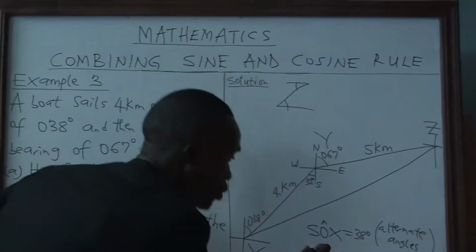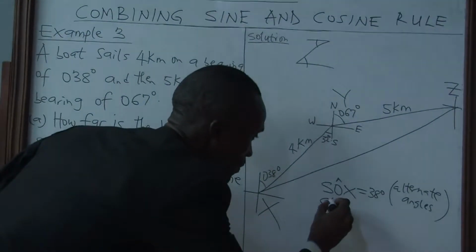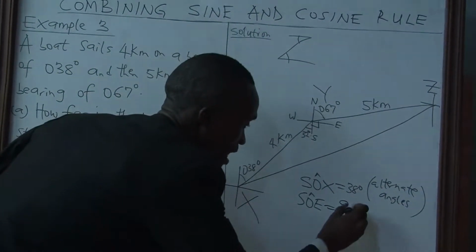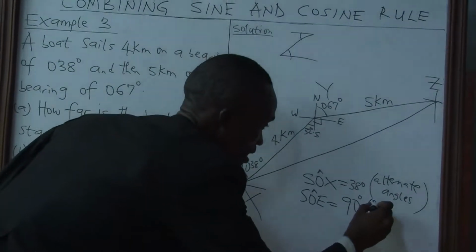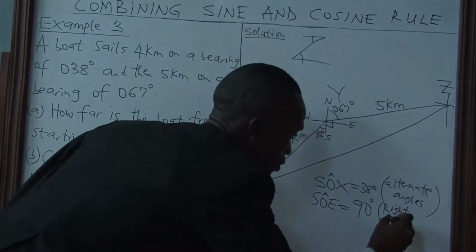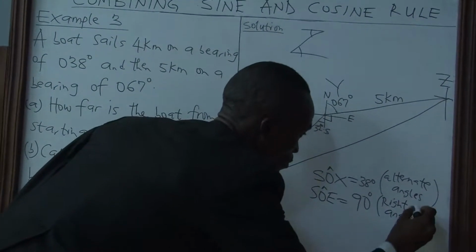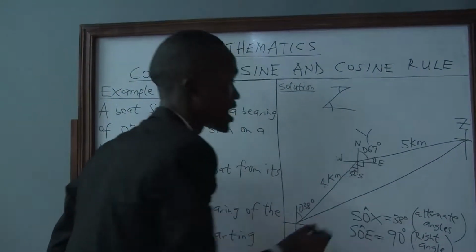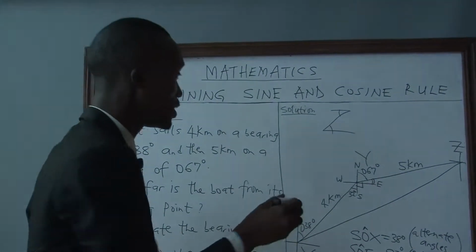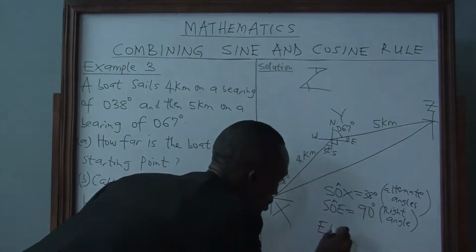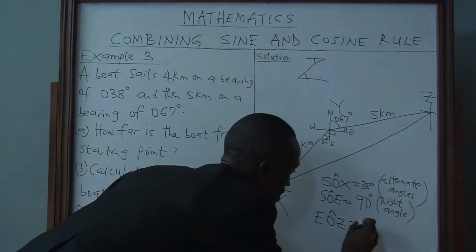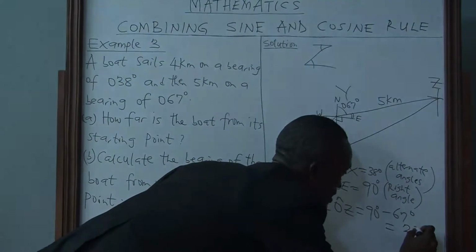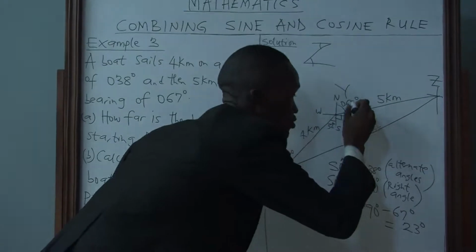If you look at this angle SOE from here, this angle is a right angle. That is 90 degrees. Right angle. And if you look at this other angle here, we have another angle there. That one is EOZ. Angle EOZ from there is 90 degrees minus 67 degrees, which is 23 degrees. So this small angle here is 23 degrees.